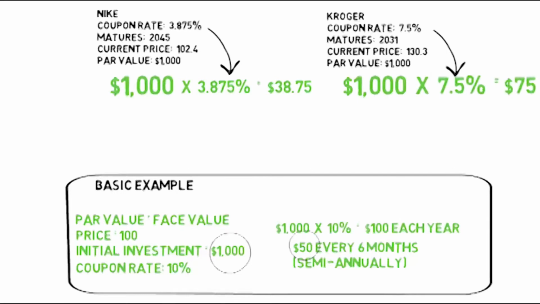If you look at the price of each, the Nike bond is trading at 102.4, while the Kroger bond is trading at 130.3. Why the difference? People have flooded into the Kroger bond that is paying 7.5%.